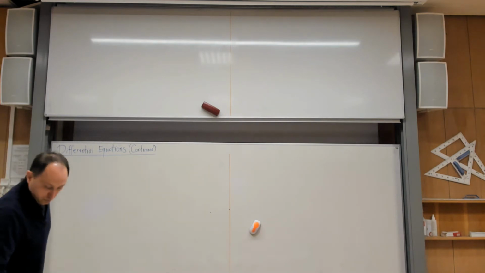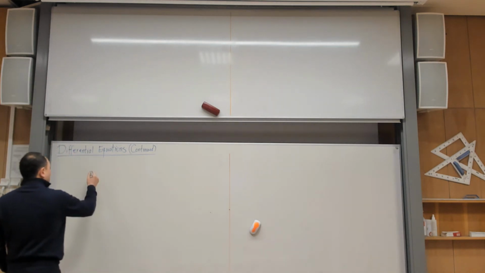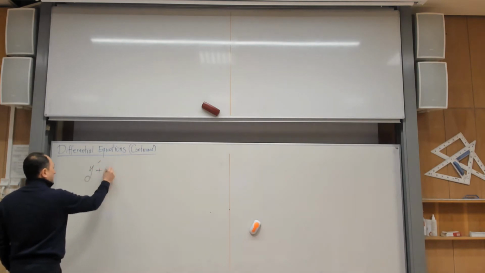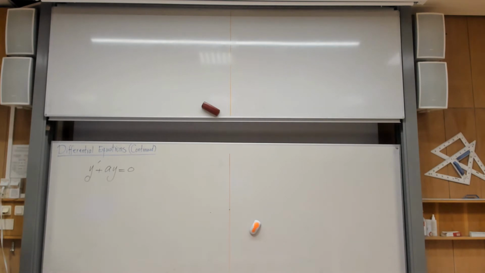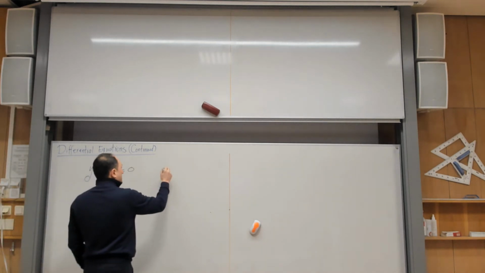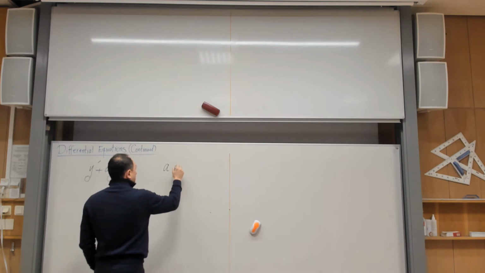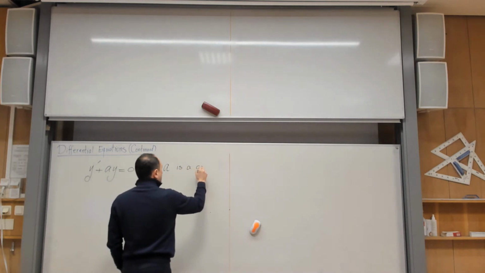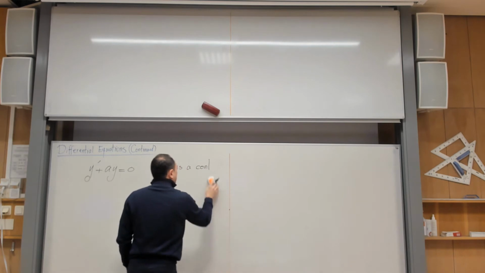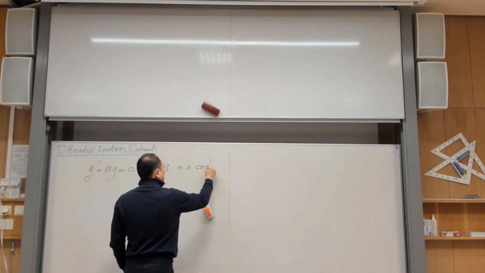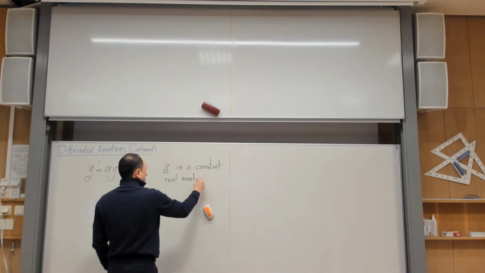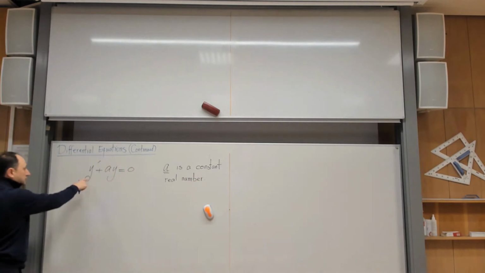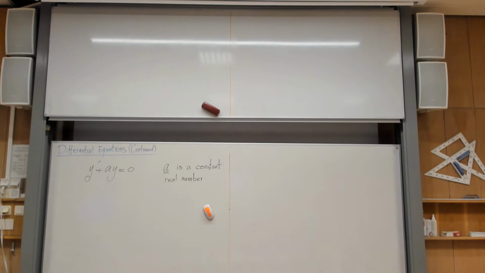So if you remember, we started talking about a differential equation of this form, y prime plus ay equals 0 first. Yes? And then if you ask me what a is, I would say that a is a constant, a constant real number. We were able to find the general solution of this differential equation.